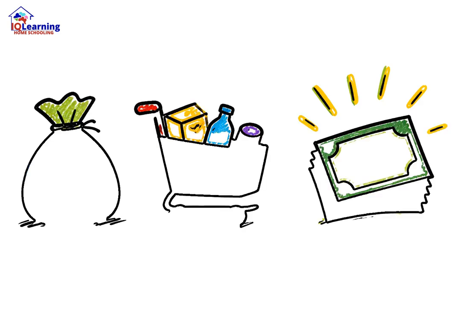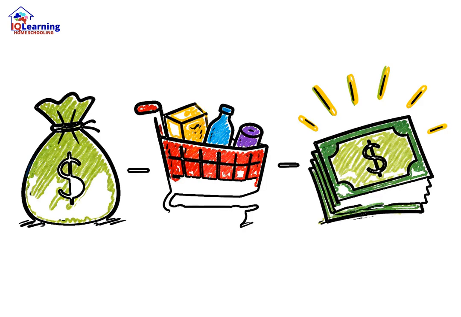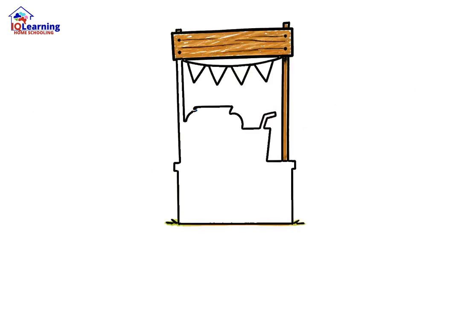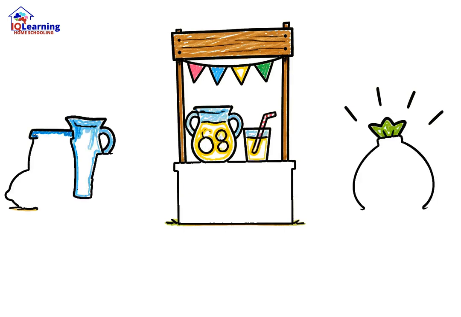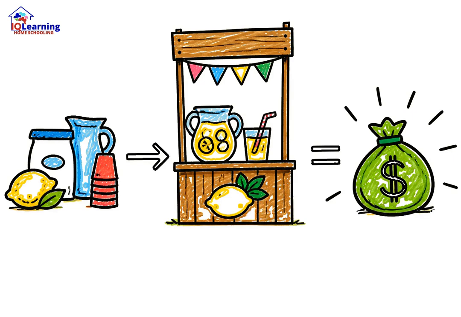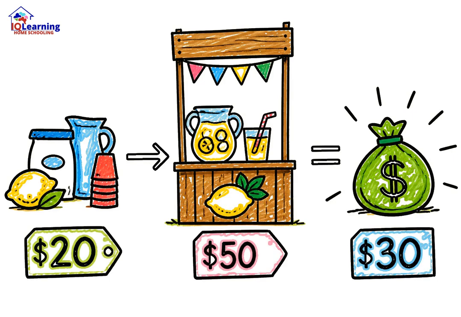The goal of any business is simple: make more money than you spend. Imagine a lemonade stand. You buy supplies for $20, that's your cost price. You sell all your lemonade for $50, your selling price. The $30 difference is your profit.